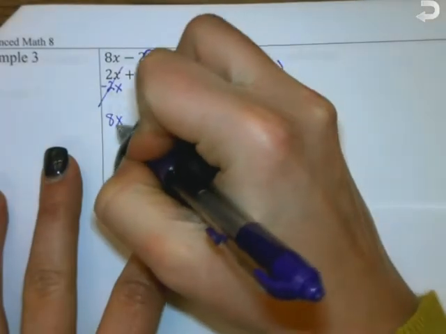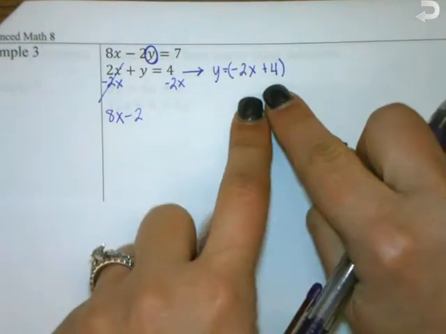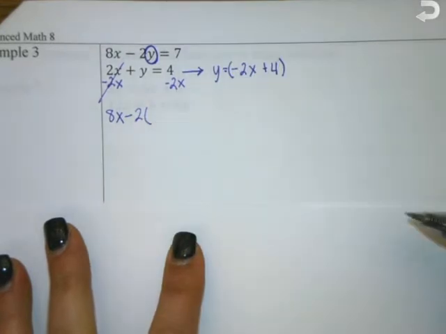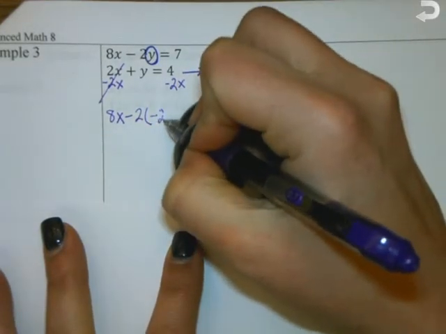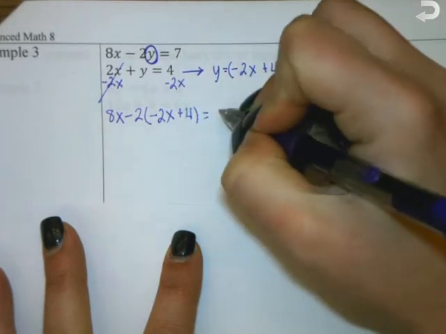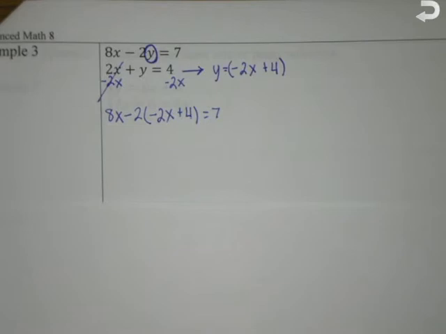So we're going to get what? 8x minus 2y, but we know now that y is equal to negative 2x plus 4. So instead of y, I'm going to write negative 2x plus 4 equals 7. Here's what I want you guys to do right now. With your group, solve for x. Let's see, who can give me the first step in solving for x? Jordan.